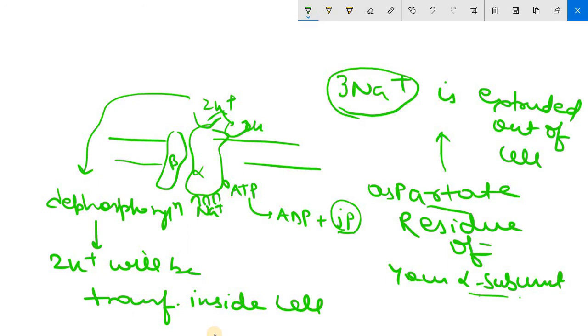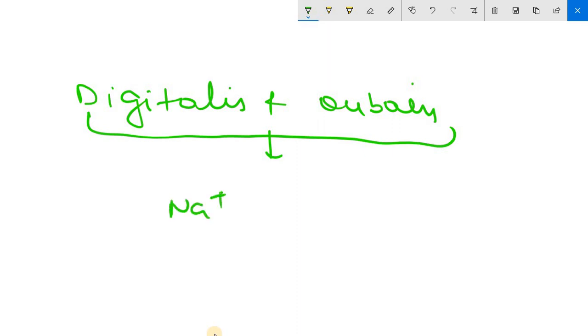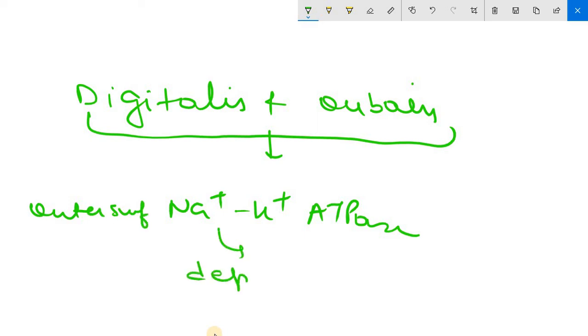Now, coming to the clinical aspect of the transport. The drug digitalis, and one more drug, ibuprofen, these two drugs mainly bind to the receptor on the outer surface of the sodium potassium ATPase, and it interferes with the dephosphorylation step.